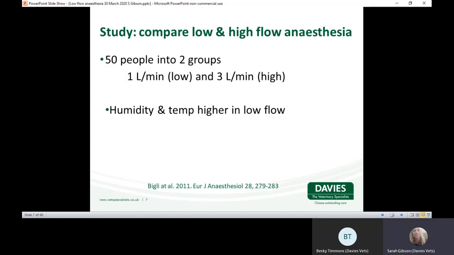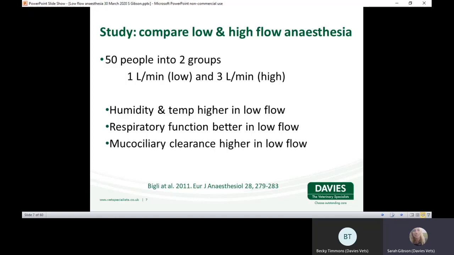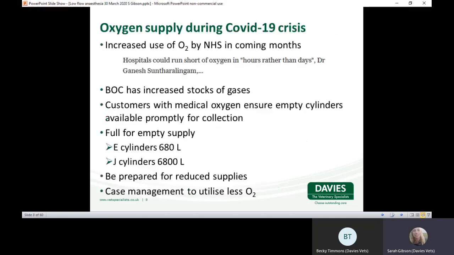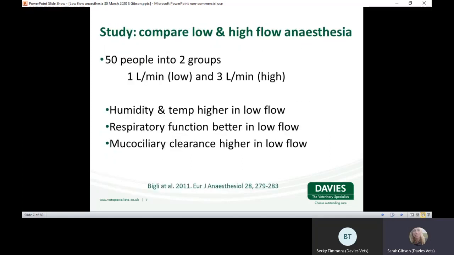In the lower fresh gas flow rate group, respiratory function was better preserved and mucociliary clearance was higher. So using 1 litre a minute compared to 3 litres a minute is better for the trachea and bronchus to function properly.